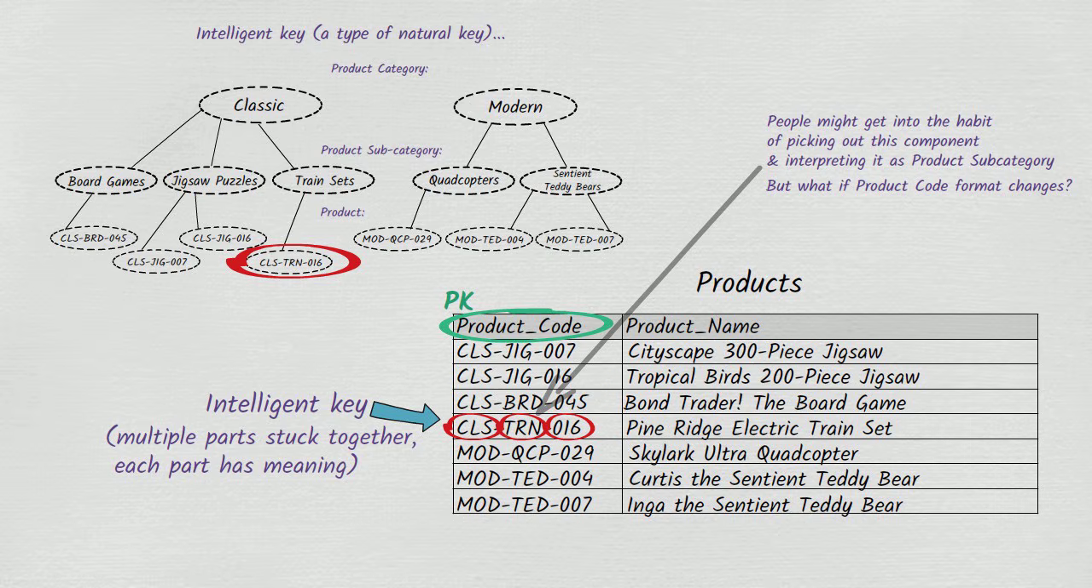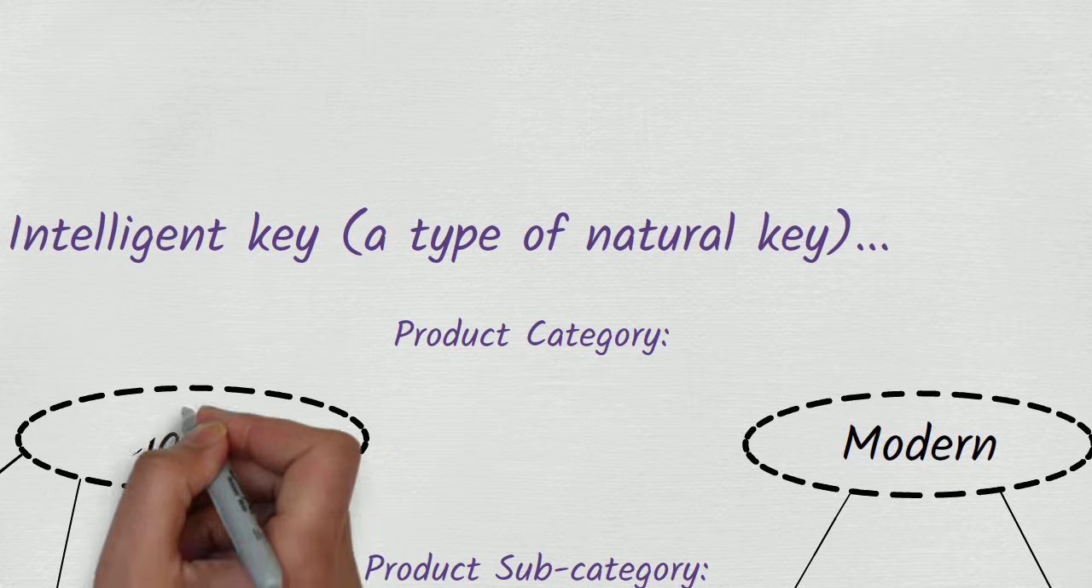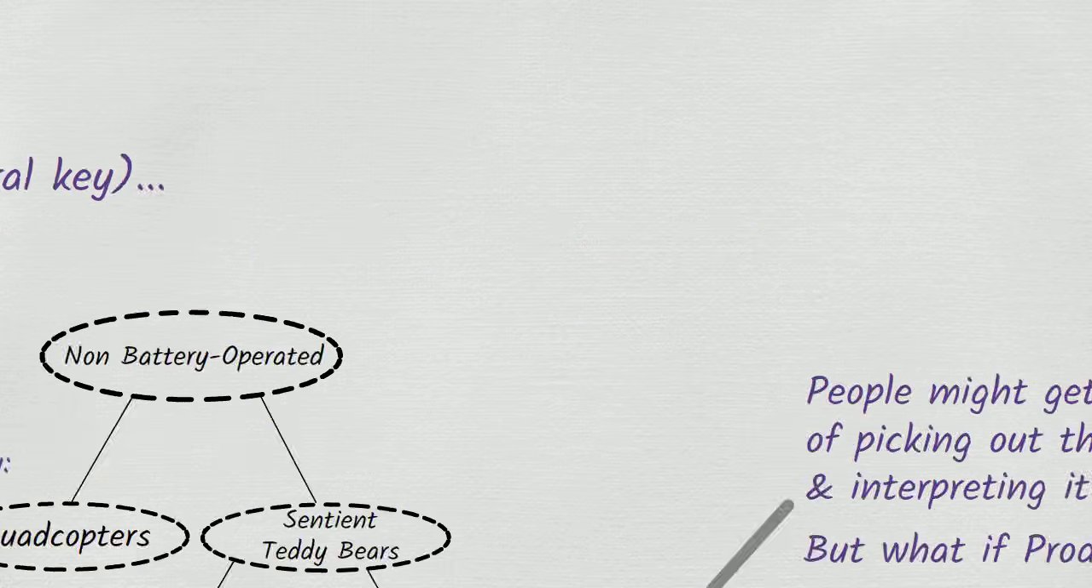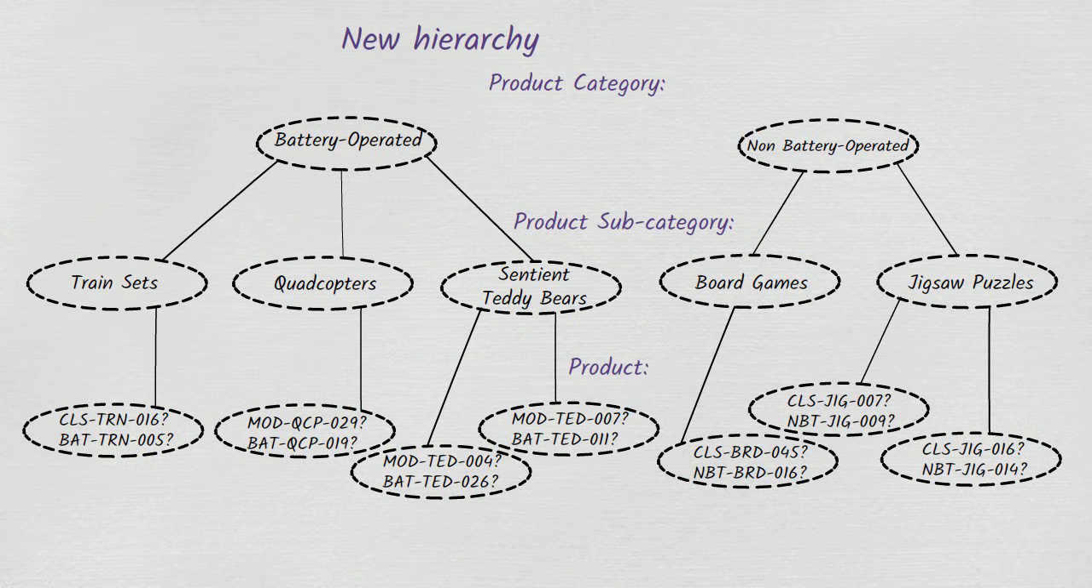Another awkward thing about the intelligent product code is that it's not clear what's supposed to happen to it when products are recategorized. At the moment, all product codes start with either CLS or MOD, because all products are deemed to be either classic or modern. But what if the company decides to stop categorizing its products as classic and modern? What if they decide to start categorizing products instead as battery-operated and non-battery operated? Then there's going to be a conflict between the current format of the product codes and the company's new scheme of categories. At the very least, it's going to cause confusion, and in the worst case, it may require a large-scale update to the existing product codes in the database.